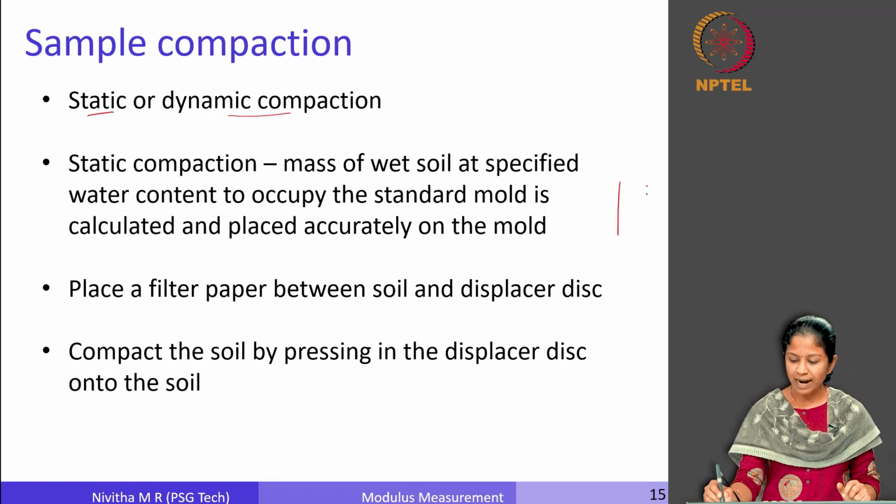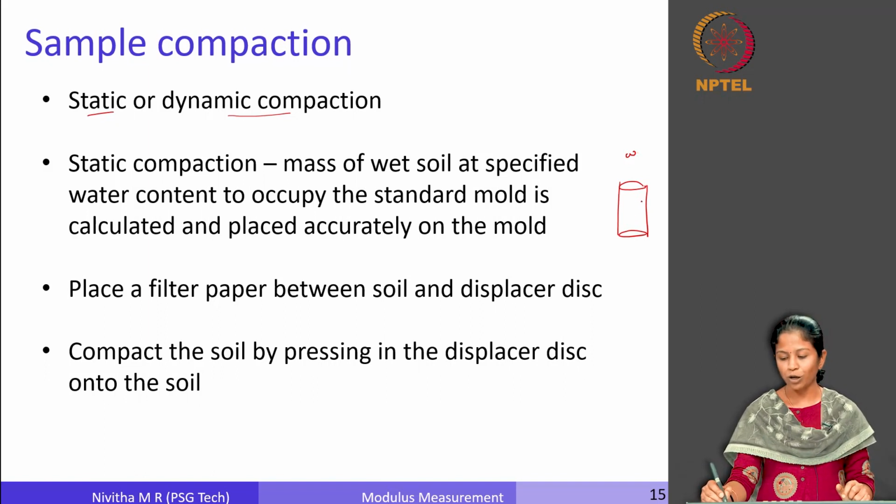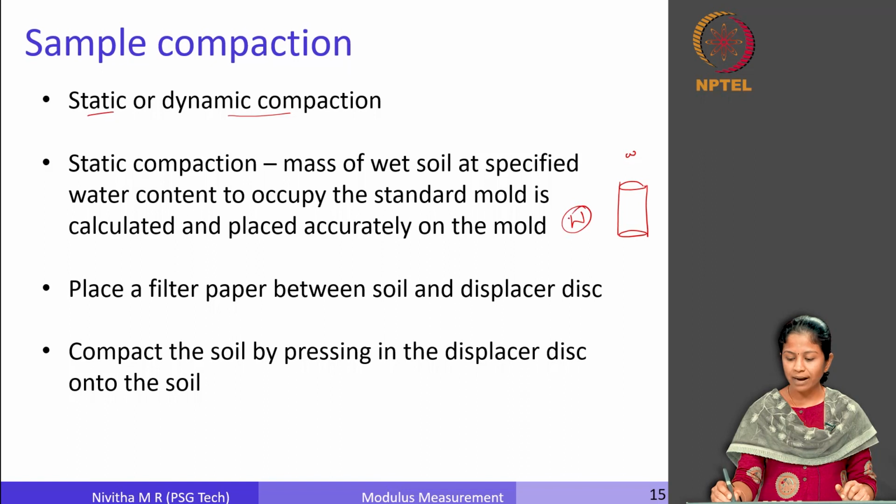We know the size of the standard mold, right, and we know the amount of water content that is to be added. So, I will be able to calculate, this is a standard mold, I can compute the volume. So, I know what weight of material is going to occupy this particular mold. I am going to calculate and weigh exactly that much material and place it inside the mold. Typically, when you are compacting, you usually place a collar on top of it, right, to accommodate the excess soil initially. So, I place W amount of wet soil inside this and I have a displacer.